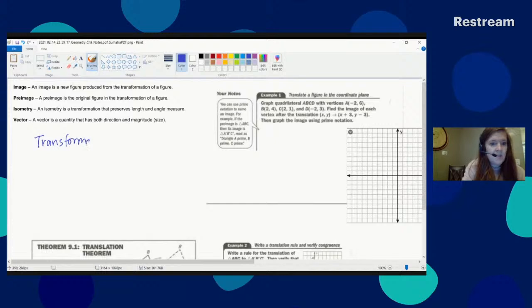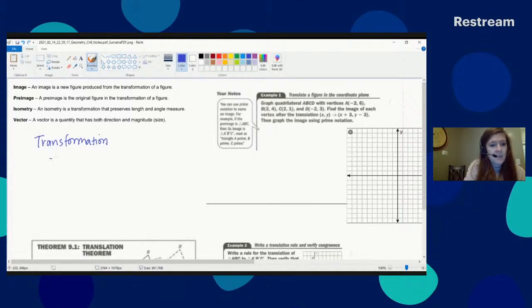A transformation is when we take a shape, an object, and we do something to it. We can either move it, which we call translation. We can rotate it, we can reflect it, and we can enlarge or reduce it. So a transformation could be multiple things.